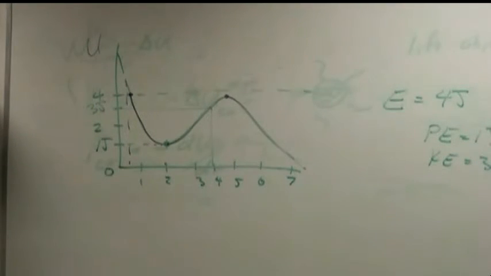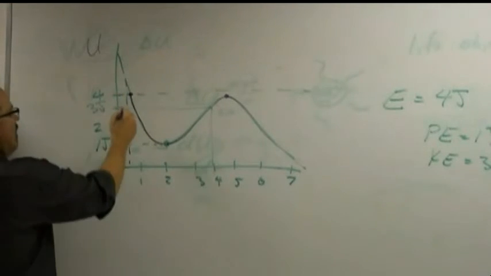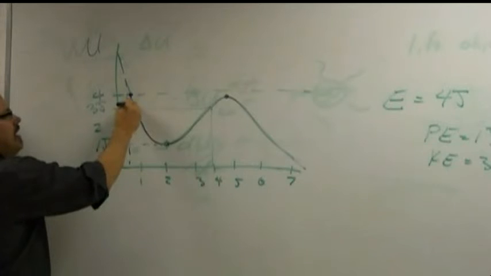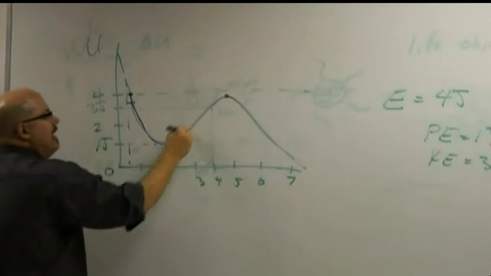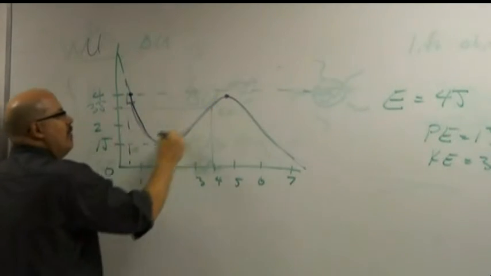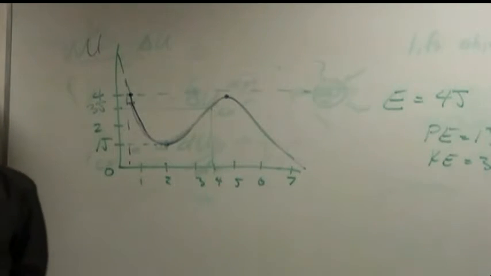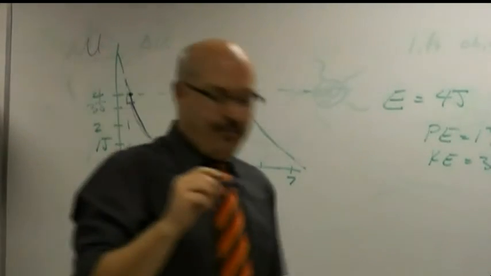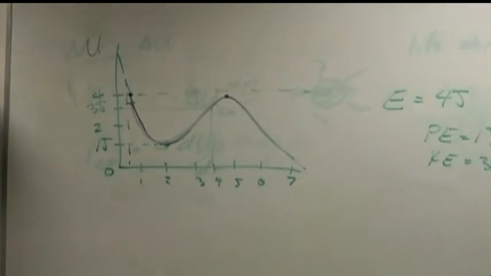What energy would it have to start with in order to return? Somewhere in here, right? If it started here, then it would go like this, and it would go like this, and it would oscillate back and forth, right? Okay?